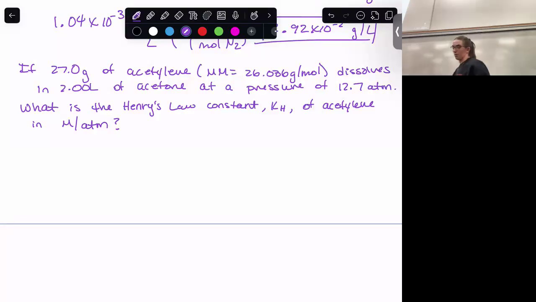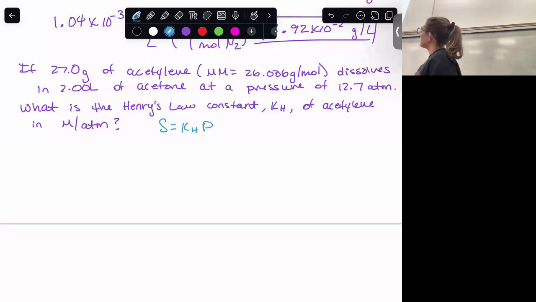All right, so where are we gonna start off? We said if 27 grams of acetylene dissolves in 2 liters of acetone at a pressure of 12.7 atm, what is the Henry's law constant Kh of acetylene in molars per atmosphere? If we know the equation we're looking at, what is the equation? Perfect, we have S equals Kh times pressure. What are we solving for this time?